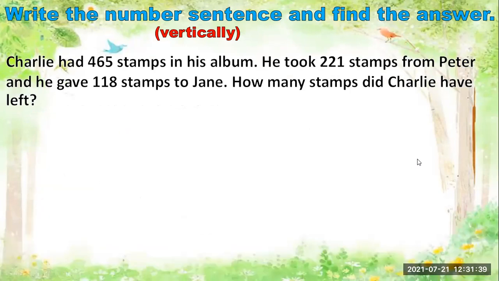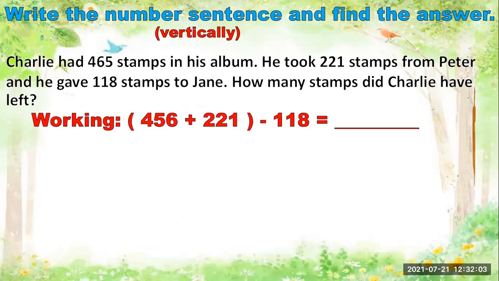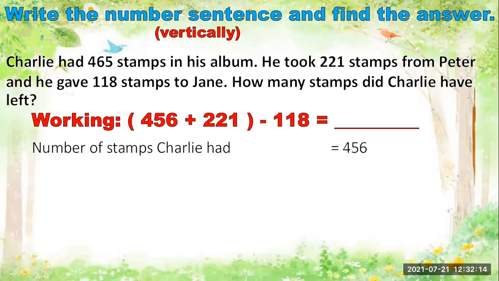In your worksheet, the story is about Charlie, who had 465 stamps in his album, and he took 221 stamps from Peter, and then he gave 118 stamps to Jane. So we need to find out how many stamps Charlie has left. To do that, we need to add the stamps he had plus the 221, and then subtract the 118 that he gave to Jane.